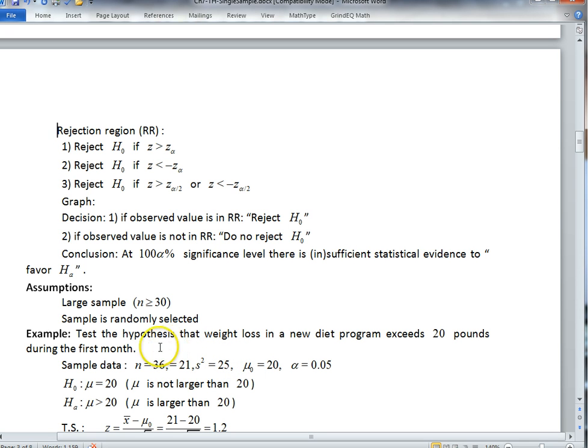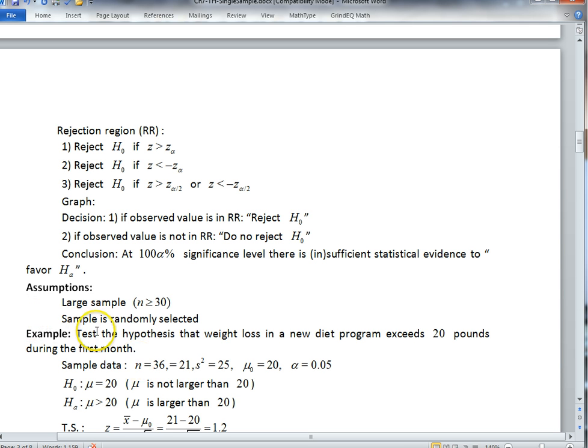And here is an example. I want to test the hypothesis that the weight loss in a new diet program exceeds 20 pounds during the first month. So here is a problem. Maybe you're designing a new pill or a new diet program, and you claim before you sell it that it exceeds 20 pounds, and you need to prove that before you can sell it and market it that way.